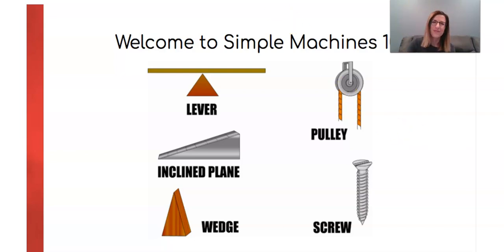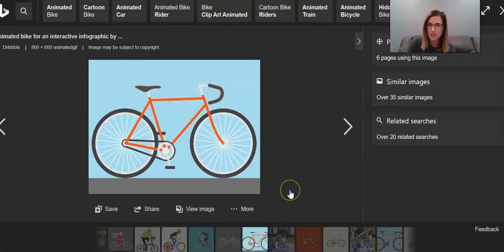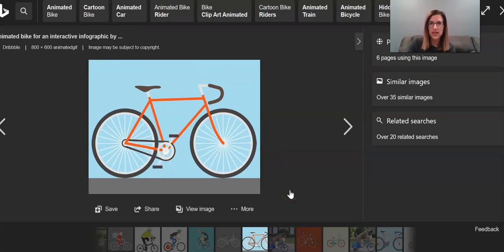All right. So if you combine two or more of these machines together, you get what's called a complex machine. Complex machines have many simple machines working together to create a system.